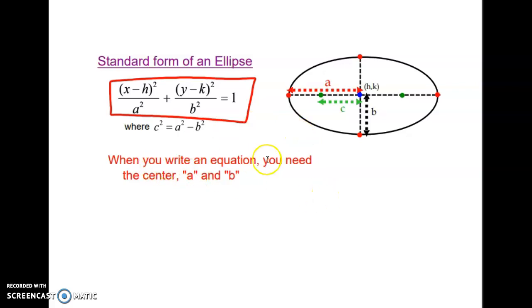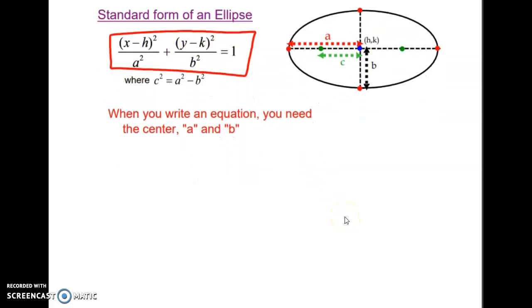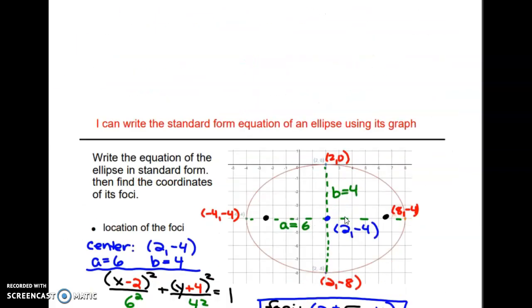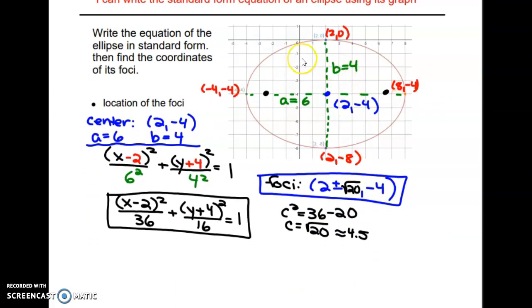When you write your equation, essentially you want these three things because you want the center, H and K, and you need A and B. Those three things and you are good to go. So none of this writing was here before. I don't have the means to be able to take that off right now.